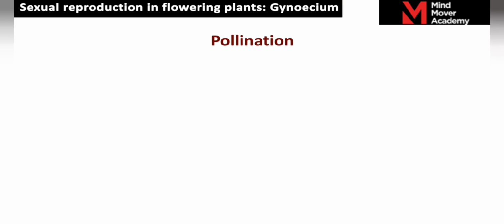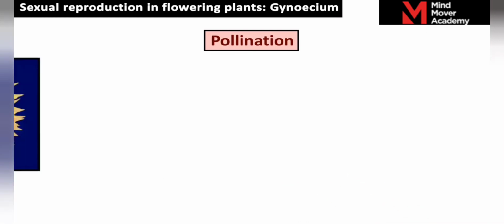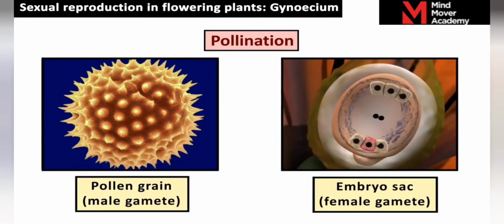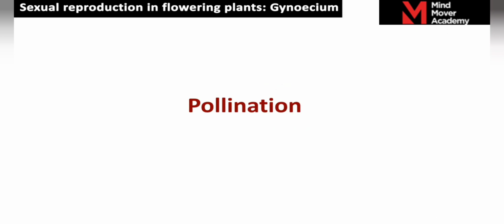Now let us move on to the next topic, that is pollination. We have learnt that the male and the female gametes in the flowering plants are produced in the pollen grain and embryo sac respectively. As both types of gametes are non-motile, they have to be brought together for fertilization to occur. So, how is this achieved? Well, here the process pollination comes into action.